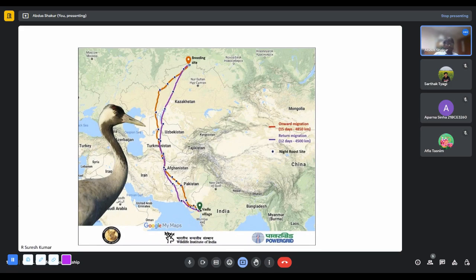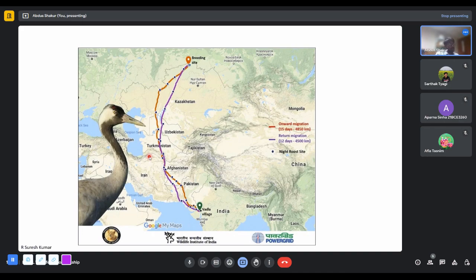For instance, for the species going from India, onward migration to its breeding site took 15 days and covered 4,850 kilometers. While its return migration was a much shorter path of 4,500 kilometers, and it took just 12 days to come back from the day it started migrating. But in between, it has a few stopover sites also to rest in the night.